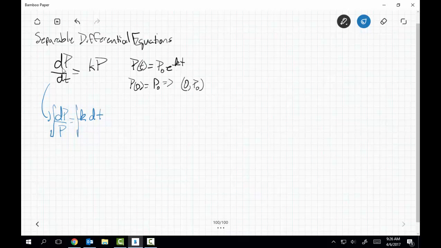So guess what I'm going to do? Whoop. I'm going to take the integral of both sides. Why did I choose to do that? Well, because I saw the d's and it looked kind of interesting. It looked fun. So here I go, I'm off to the races. If I take the integral of both sides, I'm going to get the natural log of the absolute value of p is equal to kt.